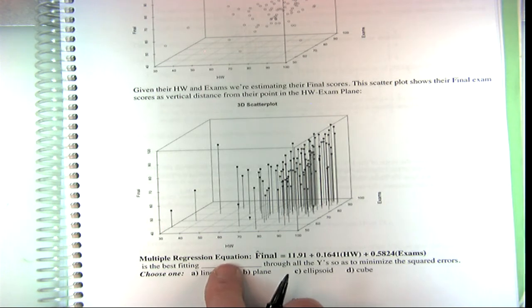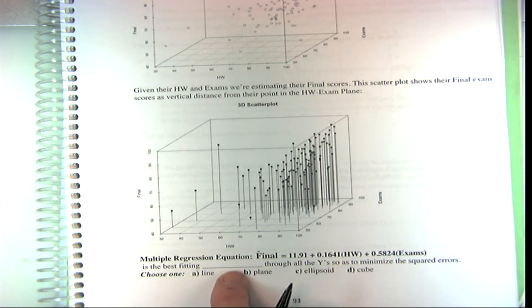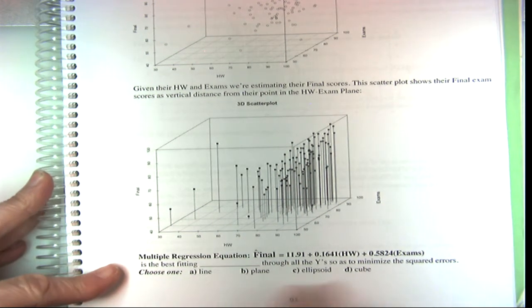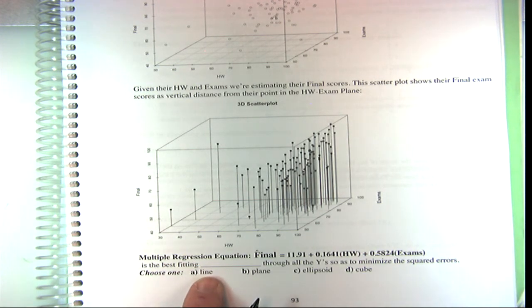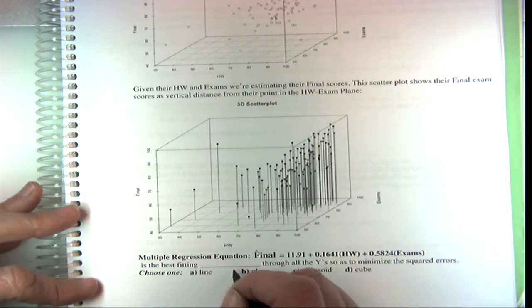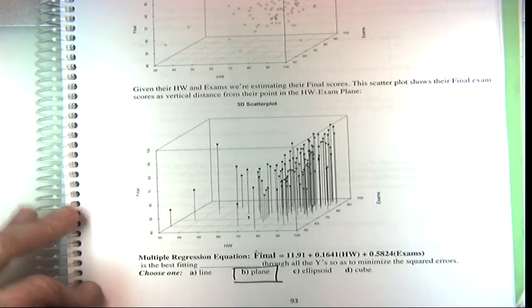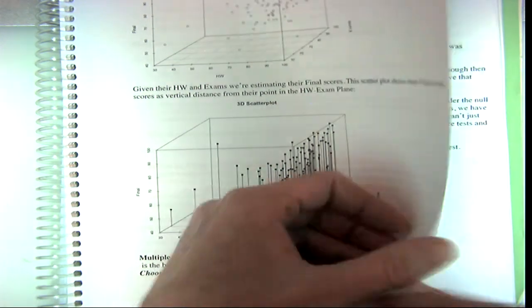So the multiple regression equation is that, and it's the best fitting what? You should all know this. What is it going to be? Not the best fitting line, plane. It's the best fitting plane. Okay, that should have been an iClicker, but all right.